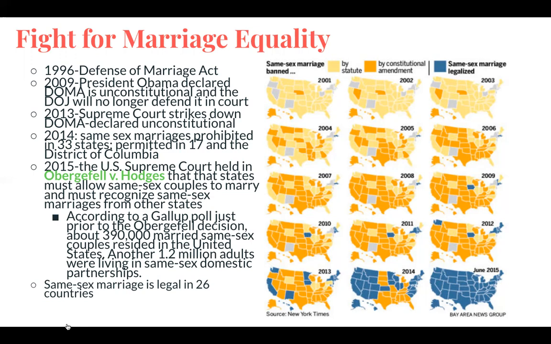And finally, a year later, in the Supreme Court case Obergefell versus Hodges, the Supreme Court held that states had to allow same-sex couples to marry, and they had to recognize same-sex marriages from other states. And so, at the time that this decision was made, there were about 390,000 married same-sex couples in the United States, but there were another 1.2 million adults who were living in same-sex domestic partnerships. And so, what we saw between 2015 and now, so in 5 or 6 years, is a dramatic uptick in the number of same-sex marriages, which of course then become the basis of families, right? Having children, adopting children. So once again, this is how a shift around sexual orientation has impacted American families as an institution.